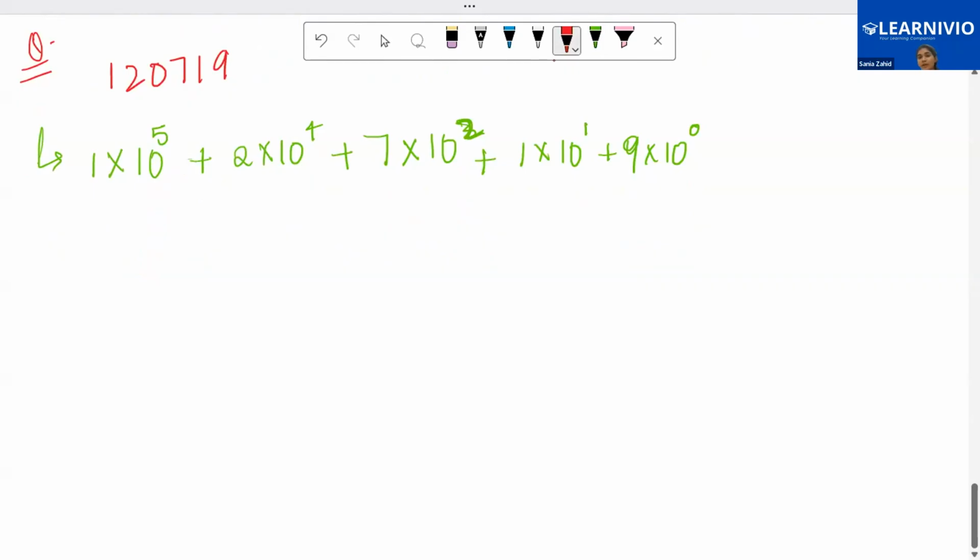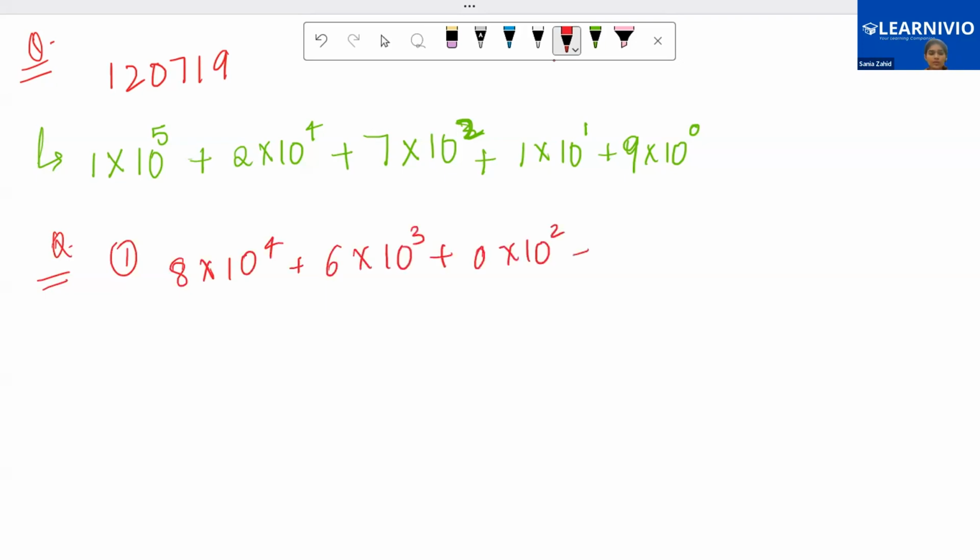Now we come to the reverse of this thing. I'll be giving you the expanded form and you have to write the short form for that. So let's suppose you have 8 into 10 to the power 4 plus 6 into 10 to the power 3 plus 0 into 10 to the power 2 plus 4 into 10 to the power 1 plus 5 into 10 to the power 0. So please listen very carefully. When we have to do such questions, you try to write it from the backwards.